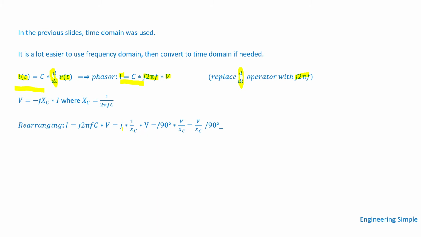And I would recommend watching other videos where I showed that the operator j is just an imaginary term which is equal to the square root of -1. And if we write j in a polar form, it's just magnitude 1 with an angle of 90. So basically that's what I'm doing here.